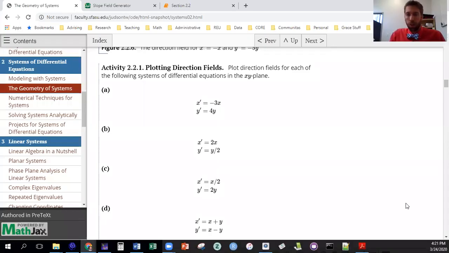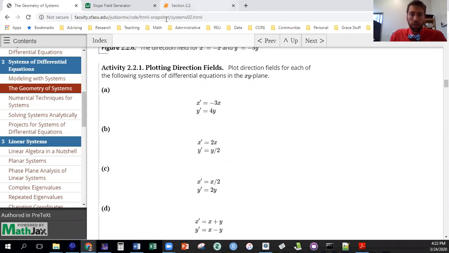This is differential equations, section 2.2. We're going to do activity 2.2.1 today. We could do this by hand, but why would we? So given the SAGE commands from the end of this section, you look at these four different systems of equations.